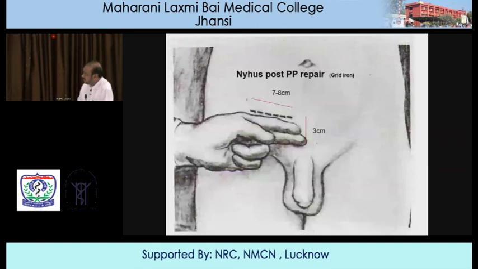Again, in this, from the deep ring, you go about 3 centimeters above and 7 to 8 centimeters in length. You go behind the transversus abdominis and transversalis fascia and dissect anterior to the peritoneum. This was the Kugel repair. So these were repairs which were accepted as very common repairs.